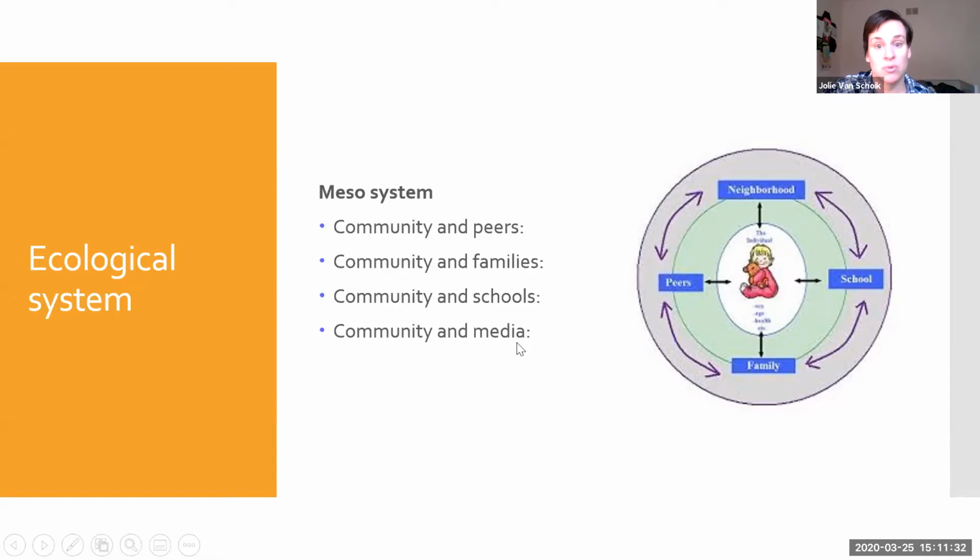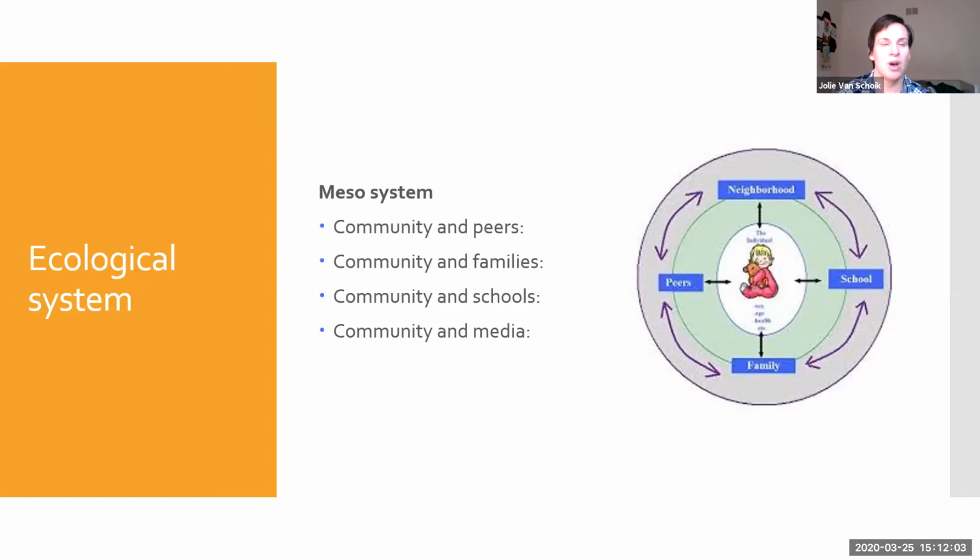And then community and media. How does your community use media? So are you able to get information from your community? So if something happened in the school board, or something happened at the city council level, or with the police, how are they going to notify you? More and more communities are starting to use media, and not just do it on radio or in the newspaper, but also use social media and email as a way to connect with you and to make sure you know what's going on.